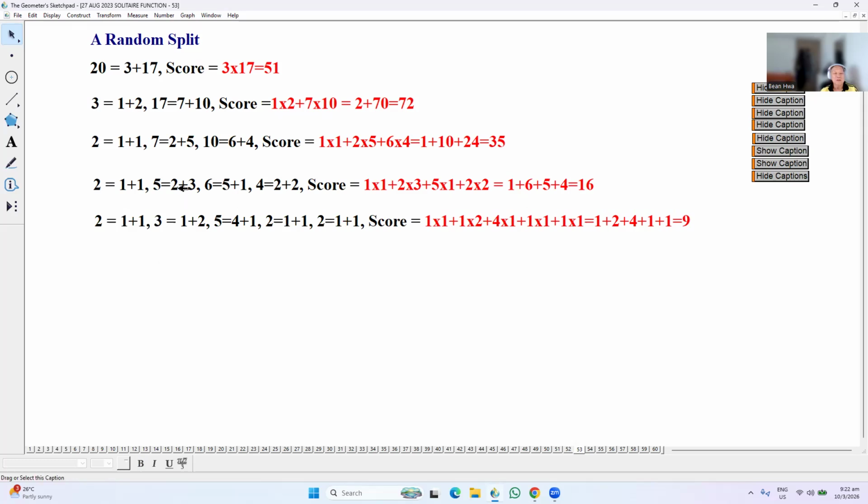Then we split 2 into 1 plus 1, 3 is 1 plus 2, 5 is 4 plus 1, 2 is 1 plus 1, and the last 2 is also 1 plus 1. So we have 1, 2, 3, 4, 5 split. So 1 plus 2 plus 4 plus 1 plus 1 is 9.